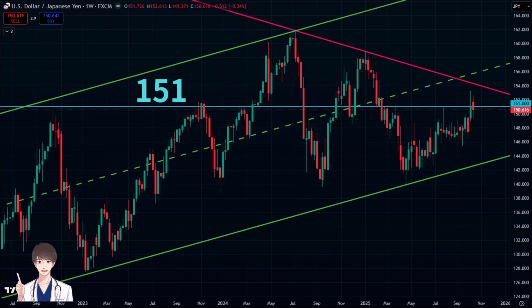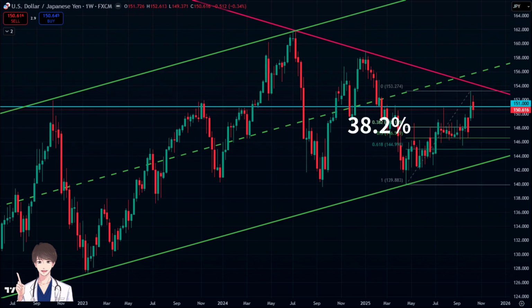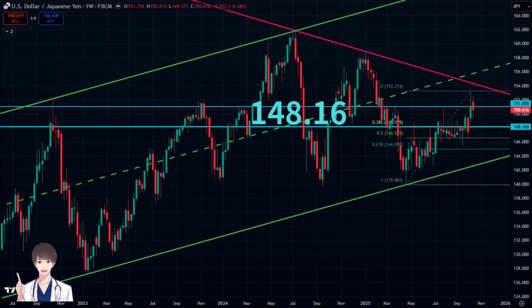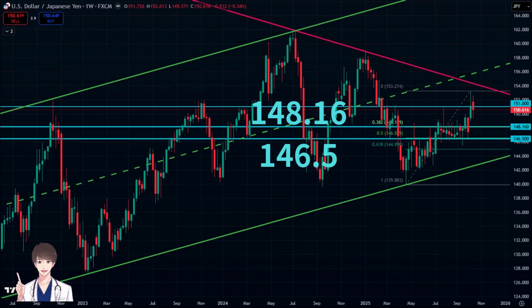As for potential retracement areas, the 38.2% Fibonacci level of the rise since late April 2025 lies around 148.16, and the 50% level around 146.5. A pullback to these zones would still be considered a normal correction within the recent uptrend. However, if price falls below 146.5, we should be mindful of the possibility of a deeper decline.